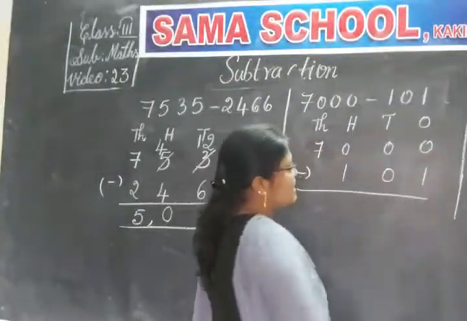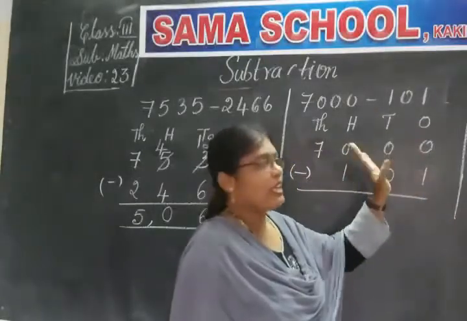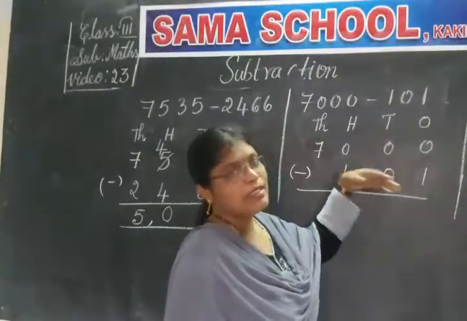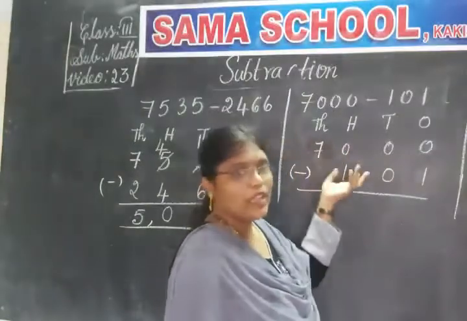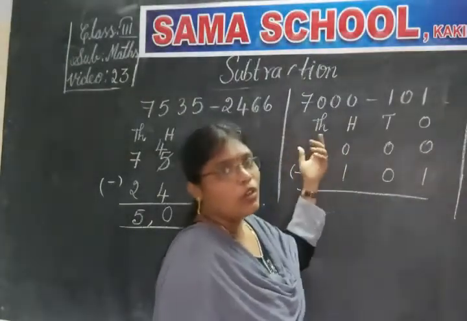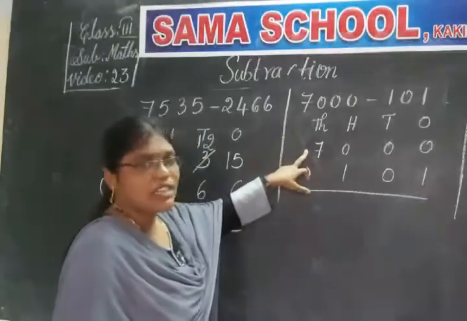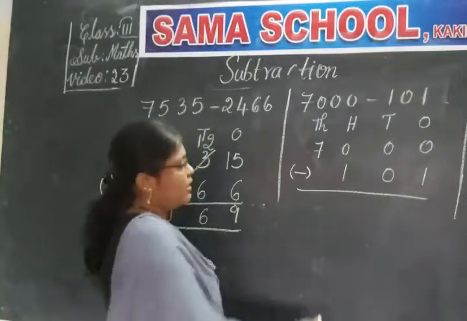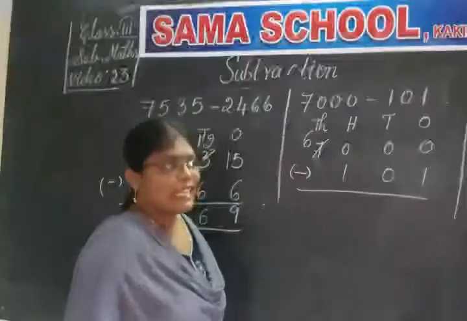Now, the ones place digits, what are they here? 0 and 1. We cannot subtract anything. So borrow from the next place. In the next place we have 0. Then move to the next. Next also we have 0. So move to the thousands place. In the thousands place, what is the digit? 7. So can you borrow from 7 or no? Yes, borrow 1 from 7. So it will become 6.